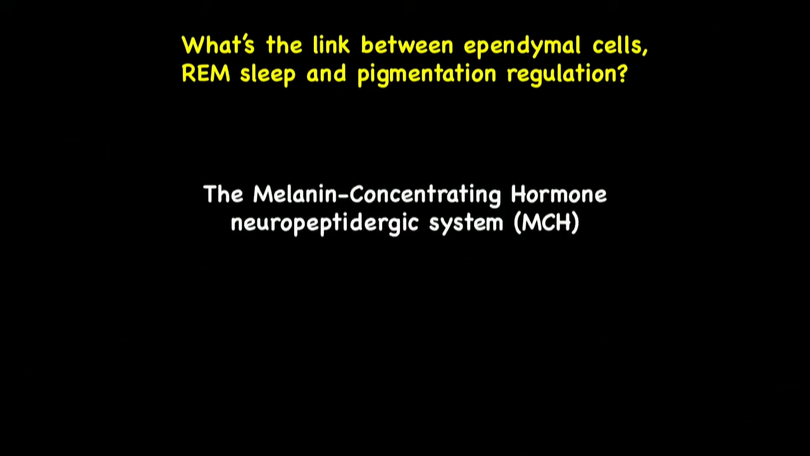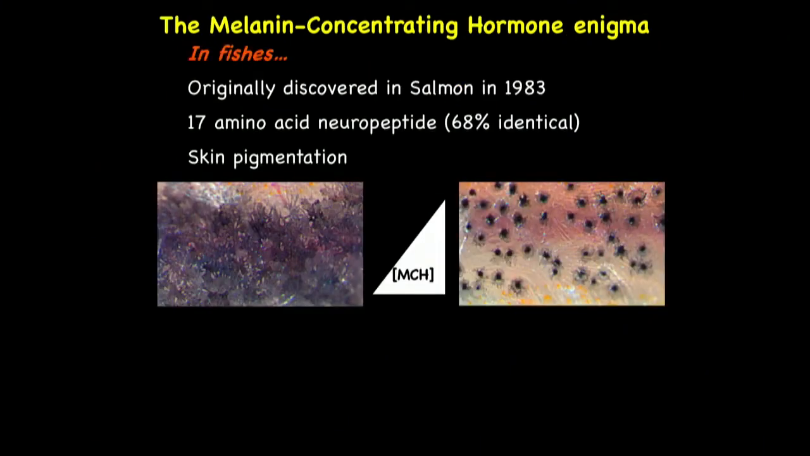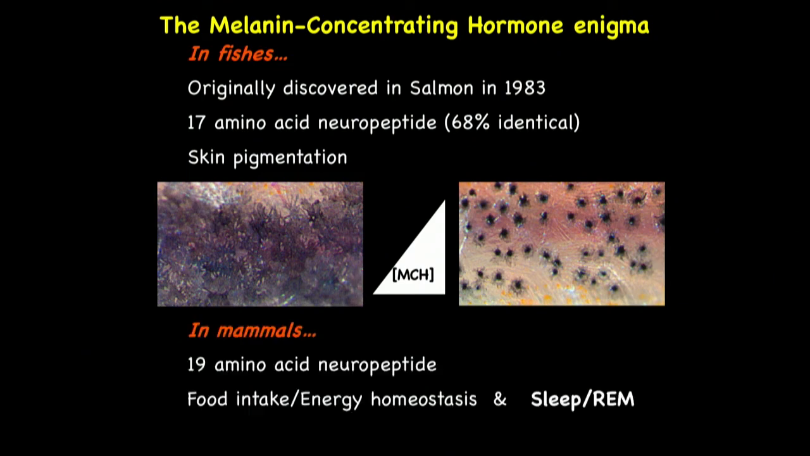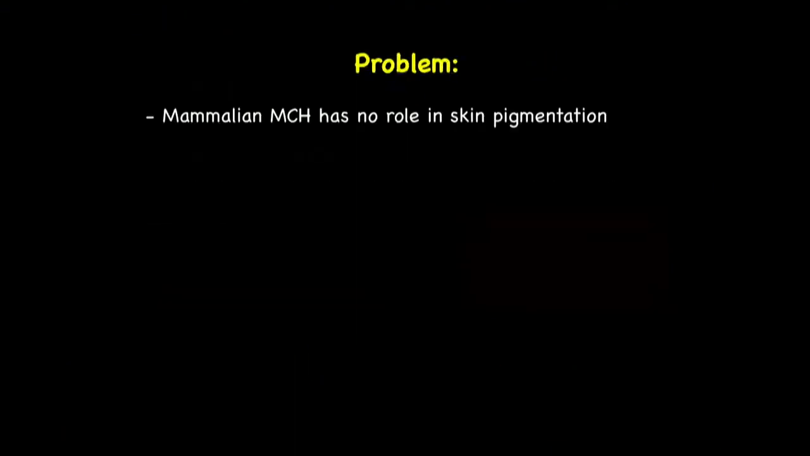So MCH is a very intriguing system because it was first discovered in salmon. That's why it's called melanin-concentrating hormone. It concentrates the melanin. It's a background adaptation system. And for 35 years, because the MCH peptide was found also in mammals and it was involved in REM and food energy homeostasis regulation, people were saying, it's different. In fish, it's for pigmentation. All knockouts in rodents have no fur or skin pigment, so it has to be different, right?